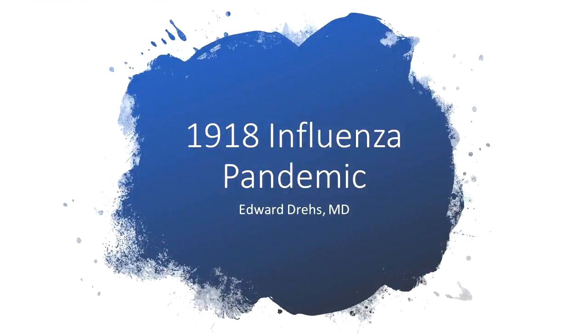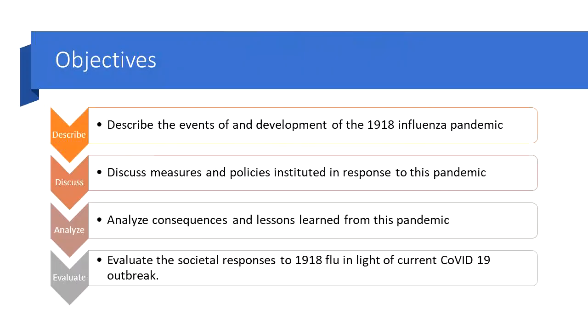So our objectives from this talk: initially the first one was going to be to discuss the importance of studying pandemics. However, current events have proven that objective fruitless. So we're going on to describe the events and development of the 1918 pandemic, discuss measures and policies instituted in response to this pandemic, mostly focusing on the U.S. response due to availability of documentation, analyze consequences and lessons learned from this pandemic, and then evaluate the responses to the 1918 flu in light of our current outbreak worldwide.